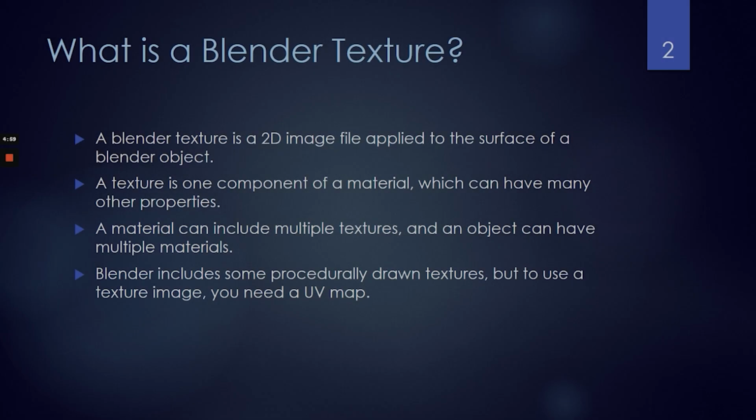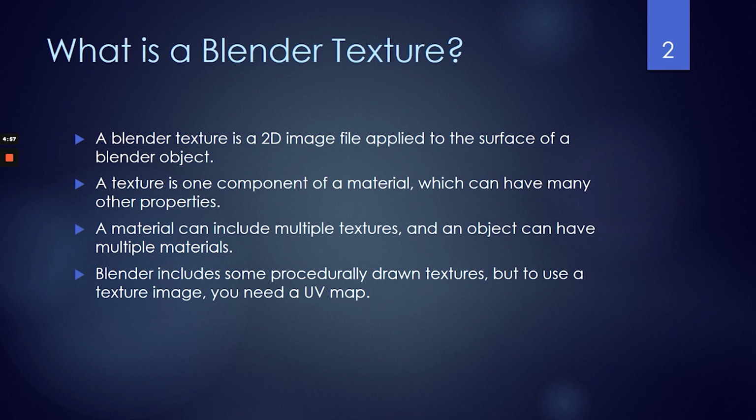So what exactly is a Blender texture? A Blender texture is a 2D image file applied to the surface of a Blender object. You might think of it as the object's skin. In fact, some people might use the term skin. Just keep in mind that a single part of this image can be used multiple times on an object. If you think of having a window on your image file, you can use that one window 20 times to cover a house. A texture is one component of a material, which can have many other properties.